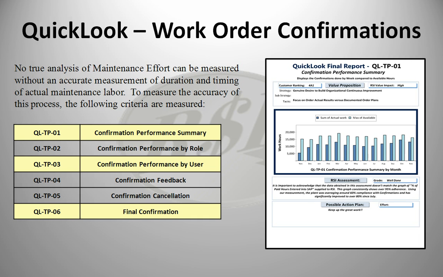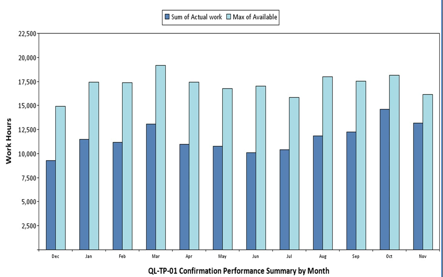Within the order confirmation section, we will briefly discuss who did what. We will show confirmation performance summary, performance by user, and final confirmation. This graph is the confirmation performance summary by month and represents the actual hours versus the maximum available hours, which in this graph is about 80% compliant overall.